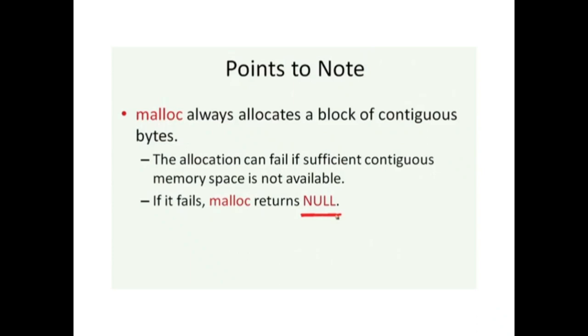So if you pass an argument of bytes that is impractical for your system, then malloc could fail to allocate the continuous block of memory bytes. And if that happens, this function will return null instead of a void pointer.